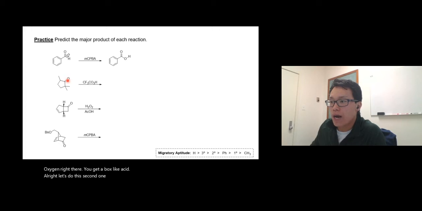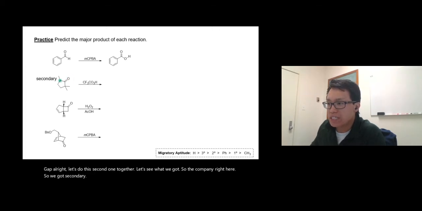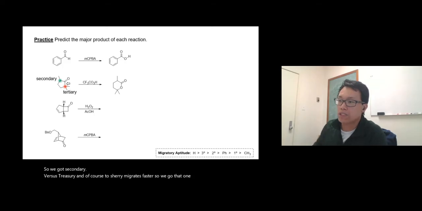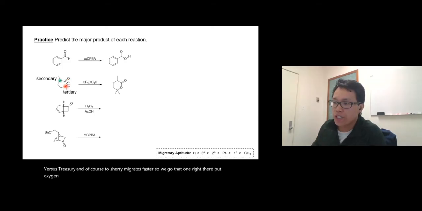Let's see what we got. So the carbonyl right here. We have secondary versus tertiary, and of course tertiary migrates faster. So we go with that one right there. Put oxygen between the carbonyl and the tertiary carbon.